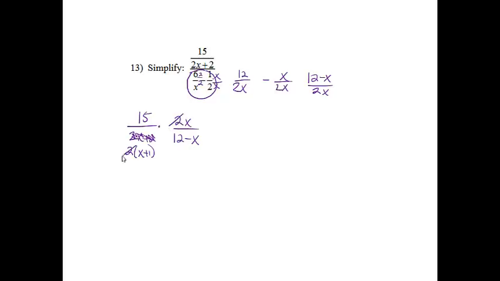And so now I can cancel those 2's. And so now when I'm multiplying across, I'm going to get 15x over (x plus 1), and then times (12 minus x). So then that would be my answer for that one.